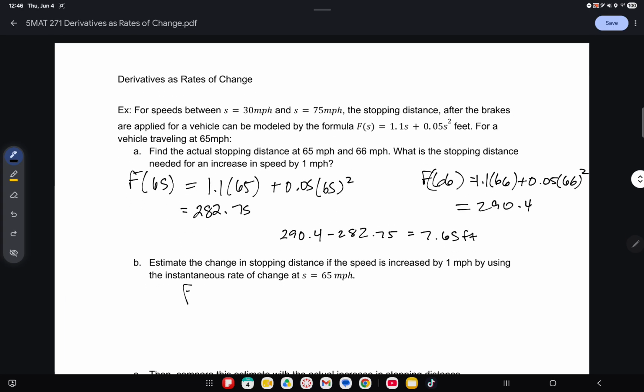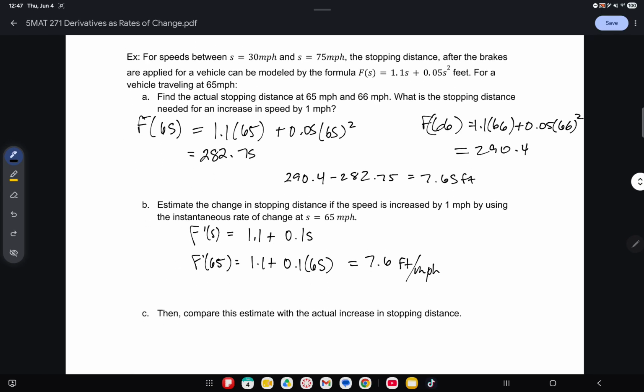So we can find the derivative. So that's going to be 1.1 plus 0.1s. And we can plug in 65. So get 1.1 plus 0.1 times 65. Let's see what that gives. 1.1 plus 0.1 times 65, and that gives me 7.6 feet per mile per hour.